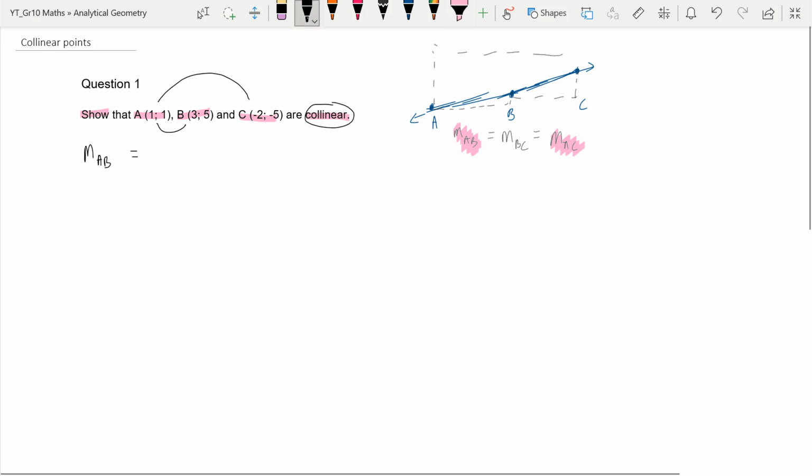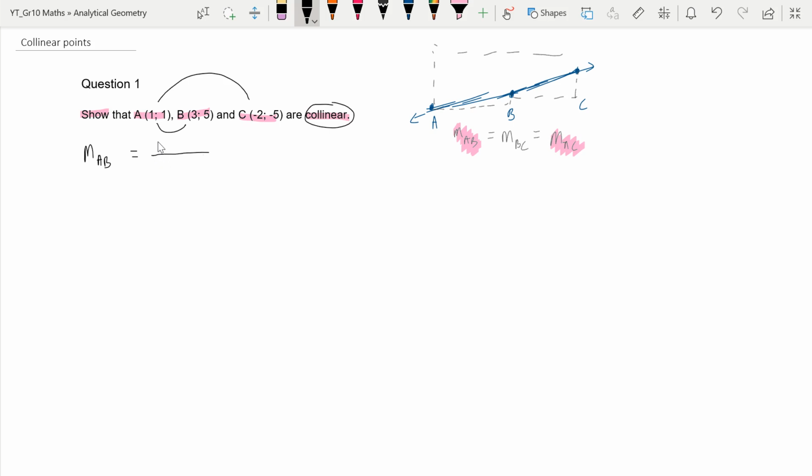If those gradients are the same, it means that the points must be collinear, because if the gradients are the same, then they must be on the same line. If we work it out and the gradients are not the same, it means they are not on the same line, and they are not collinear. That can also happen. So we're going to use the idea of calculating gradient. You need to be so good at that.